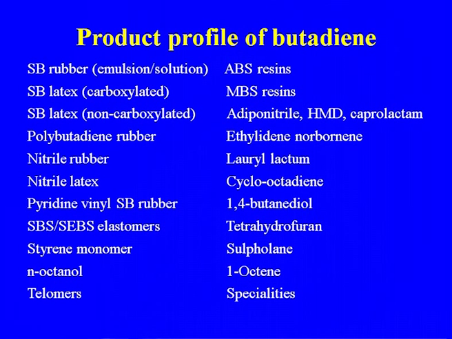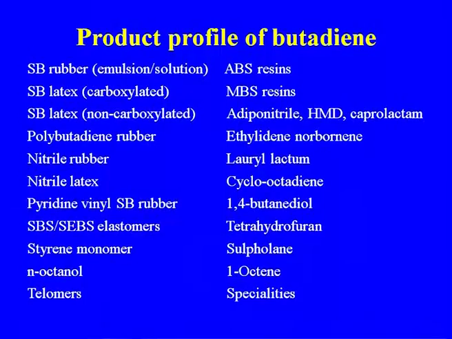Pyridine vinyl rubber, SBS, SCBS elastomer, styrene monomer, N-octanol, ABS resin, MBS resin, adiponitrile. This is one of the very important outlets for the hexamethylene diamine and adiponitrile in the manufacture of the nylon 66, where you need the hexamethylene diamine and the adipic acid for making the nylon salt, which is then polymerized to nylon 66. Then the ethylene norbornene, laurolactam, cyclooctadiene, 1,4-butanediol, this is also very important, tetrahydrofuran, sulfolane, 1-octene, and other species. These are some of the major outlets for the butadiene.